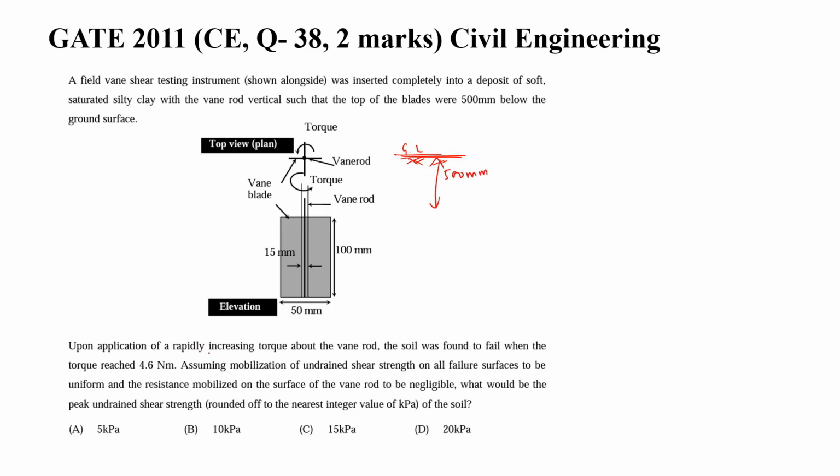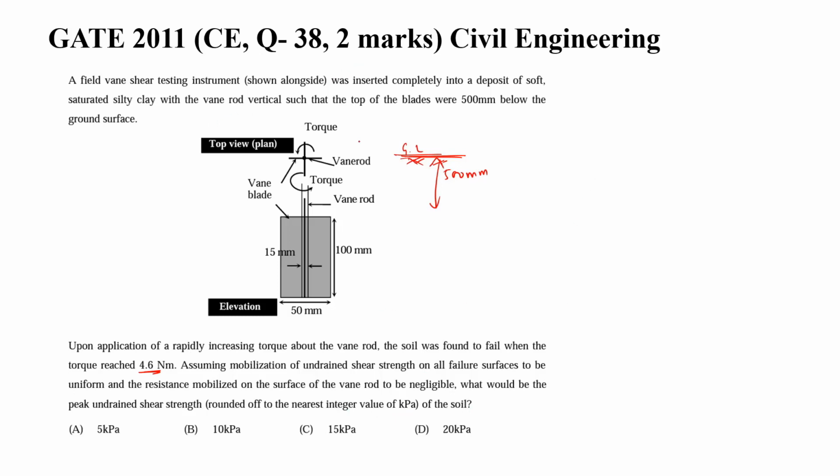Upon the application of rapidly increasing torque about the vane rod, the soil was found to fail when the torque reached 4.6 Newton meter. Assuming mobilization of undrained shear strength on all failure surfaces to be uniform and the resistance mobilized on the surface of the vane rod to be negligible, what would be the peak undrained shear strength, rounded off to the nearest integer value of kPa, of the soil? This question is from the GATE 2011 civil engineering paper, of 2 marks.